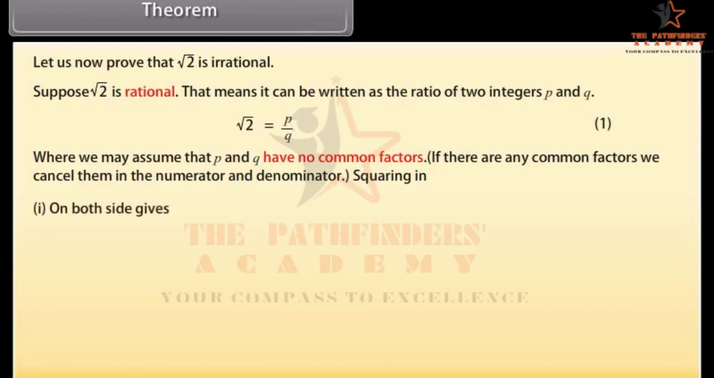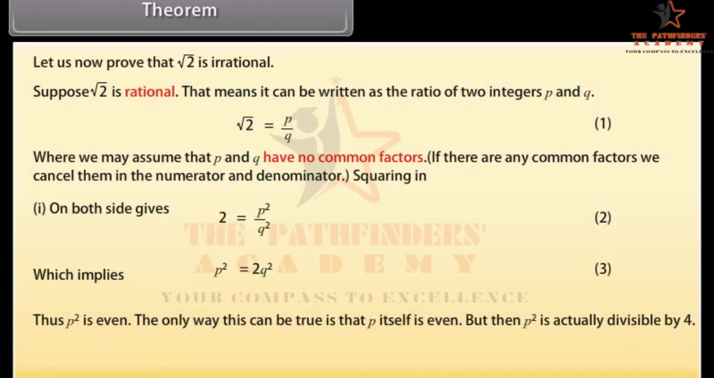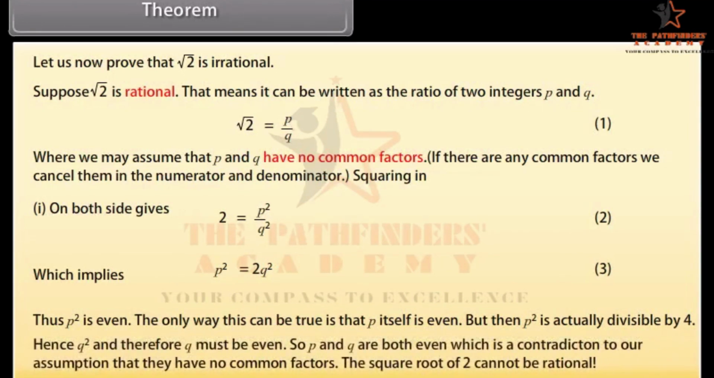Squaring equation 1 on both sides gives 2 is equal to p squared upon q squared, equation 2, which implies p squared is equal to 2q squared, equation 3. Thus, p squared is even. The only way this can be true is that p itself is even. But then p squared is actually divisible by 4, hence q squared, and therefore q, must be even. So p and q are both even, which is a contradiction to our assumption that they have no common factors. The square root of 2 cannot be rational.